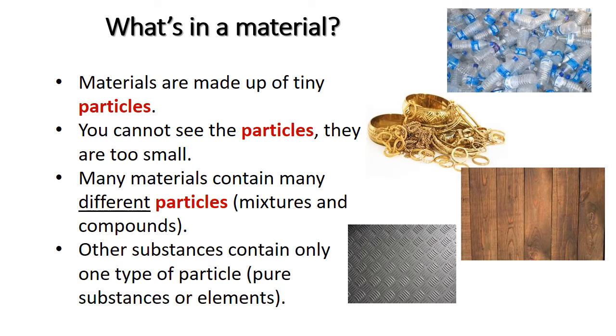Sometimes when we look at a substance, it will contain only one type of particle, and that particle could potentially be a compound. So we can refer to them as being pure substances, but if it's made up of only one type of atom, then we can use that special term, elements.